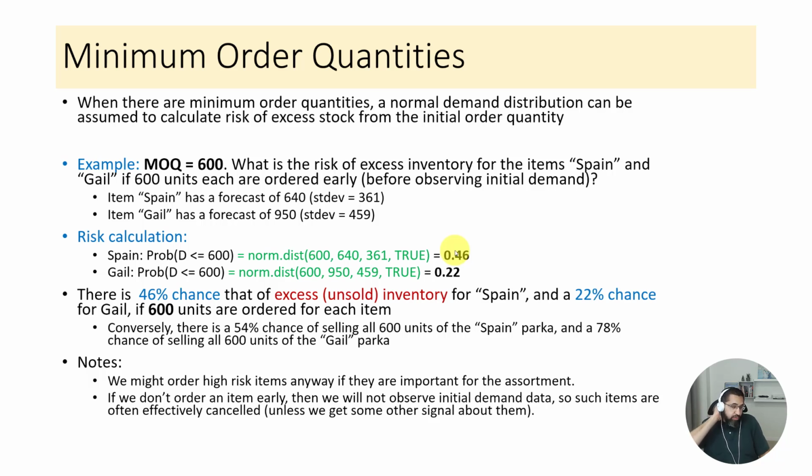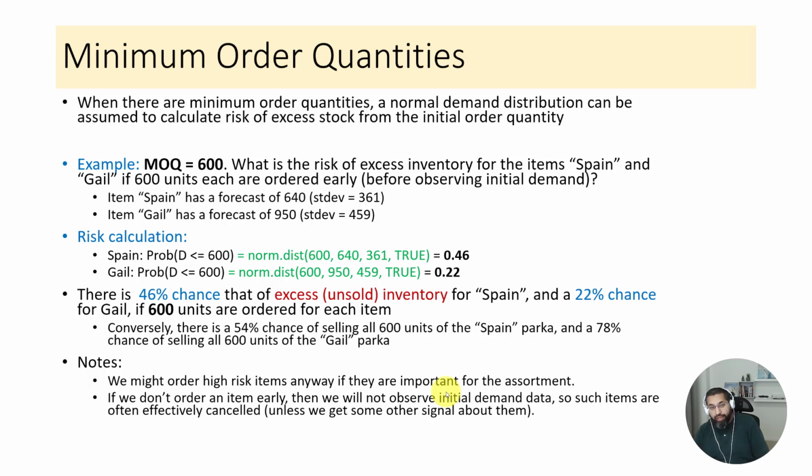A lot of times companies will produce some minimum quantity of each parka to have their assortment. They want to show the customer that they're offering their choice. Okay. So we might order high risk items like Spain anyway if they're important to have an assortment for the customer. If we don't order an item early, in our first order before the season, then we'll not be able to observe initial demand. So we'll never know what the true demand for Spain is because we never ordered any Spain parka, right? And so if you don't order an item early, you're effectively canceling the item.